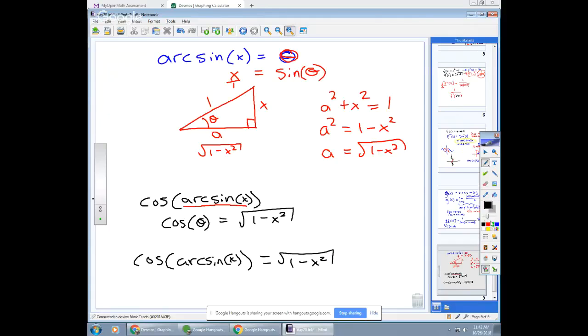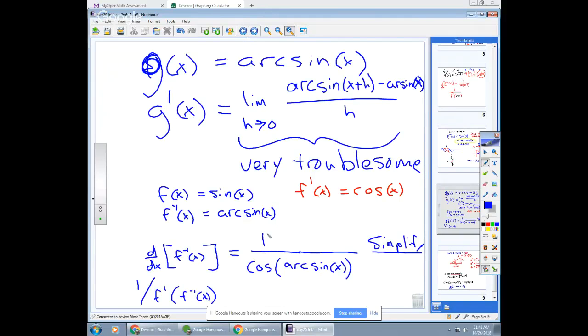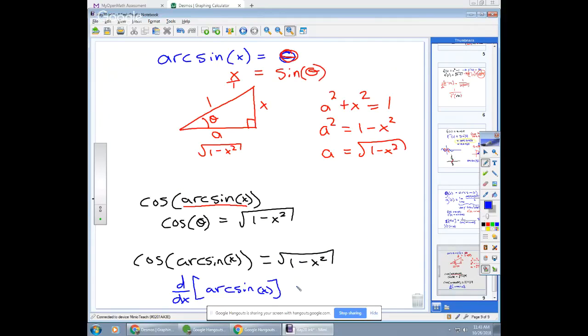So what is the derivative with respect to x of the arcsine of x? Well, if we look back at our previous page, we were stuck at 1 over the cosine of the arcsine. But now we know the cosine of the arcsine is really the square root of 1 minus x squared. So now we know that this derivative is 1 over the square root of 1 minus x squared. That's the derivative.